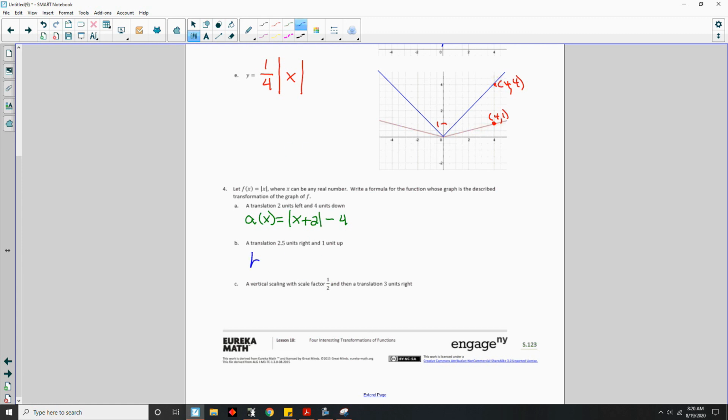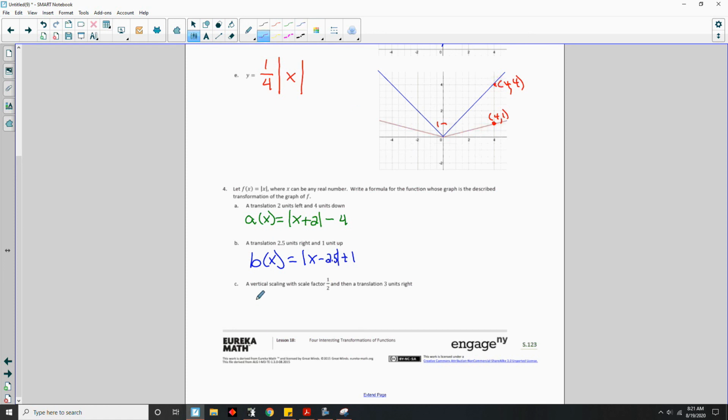All right, b of x. 2.5 units to the right, 1 unit up. Again, we have something inside and out. 1 unit up would be plus 1. Inside would be right is negative, inside, opposite, remember? 2.5 units to the right, so it'd be 2.5. So b of x equals the absolute value of x minus 2.5, and then outside the absolute value bracket, plus 1.